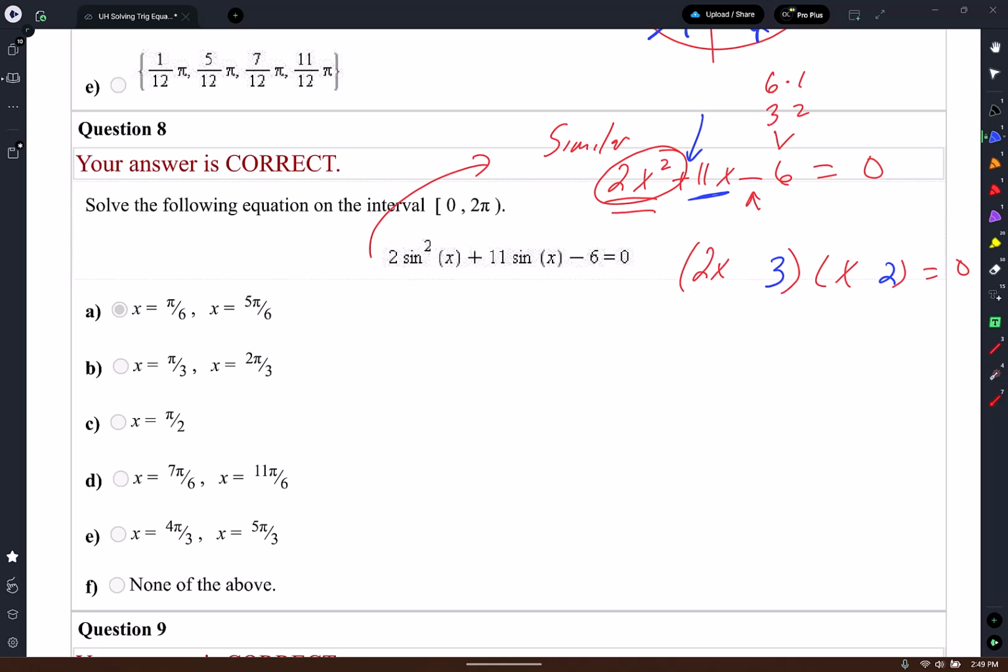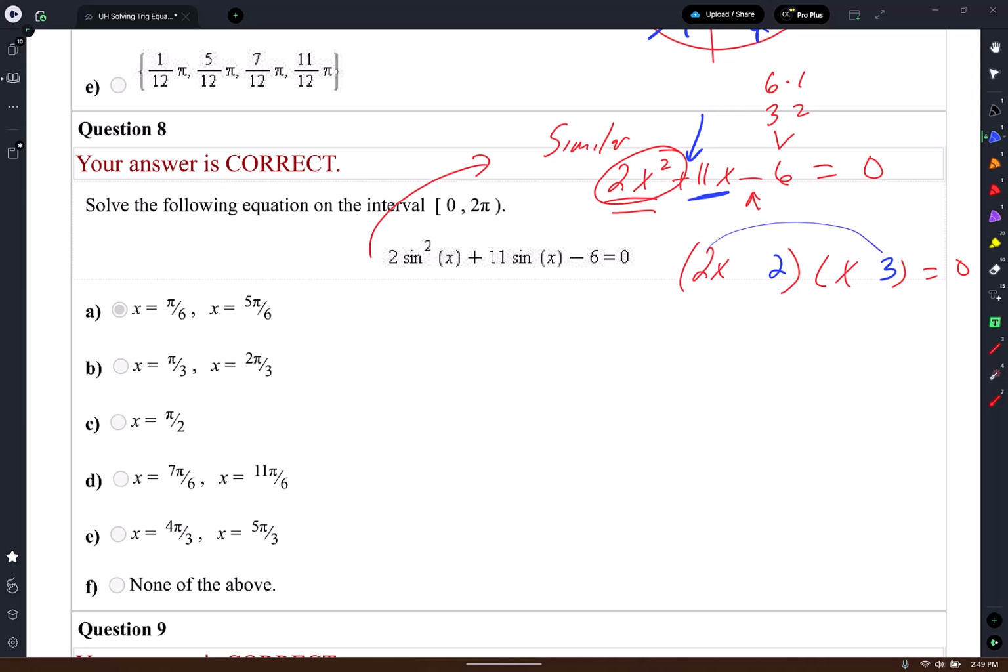Look at the outers. 2x times 2, that's 4x. Look at the inners. 3 times x, that's 3x. Is the difference between 4x and 3x 11? No, it's 1. So take it out. What about 2 and 3? Don't write this down. It's wrong. What if the 2 goes here and the 3 goes there?